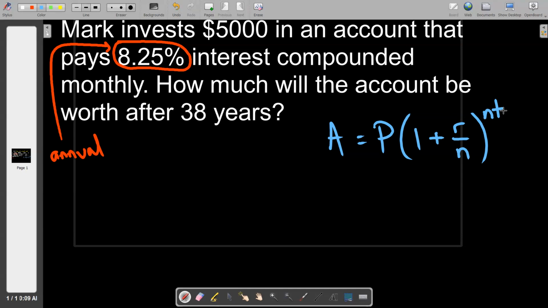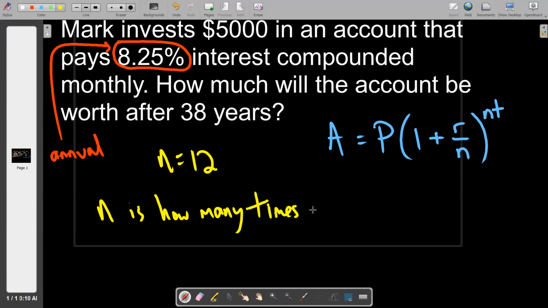What would you say if I told you in this problem, yes, N is 12. N is how many times it compounds per year. So we have a new player today. We have a new character, and that is N. So if it's monthly compounding, since there's 12 months in a year, then N is going to be 12.